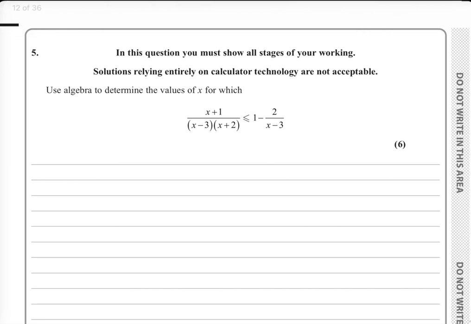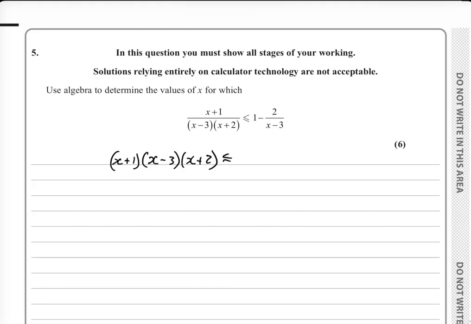Use algebra to determine the values of x for which this is true. This is a fairly standard approach to this question, but it looks like there's a lot involved. We've got a 1 there and we've got 2 brackets. So I'm going to be multiplying both sides of this inequality by the square of both of those brackets. So we get x plus 1, and one of those will end up on the top for each.